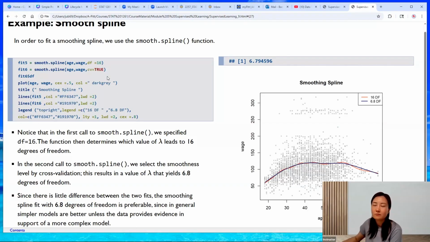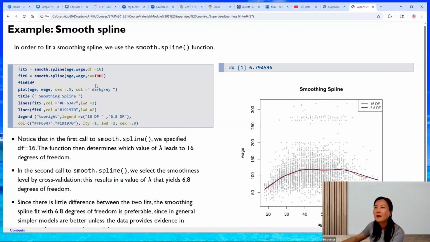At the same time, you can use cross-validation to choose the best degrees of freedom. It will use leave-one-out cross-validation to quickly calculate the optimal degrees of freedom for your data for a smoothing spline. And you can pull out the degrees of freedom. This is the optimal one: 6.79496. It's not an integer. It is a real number.